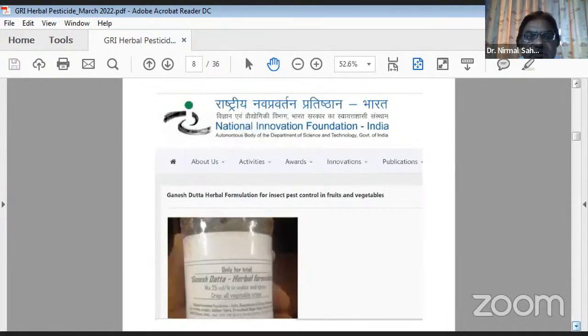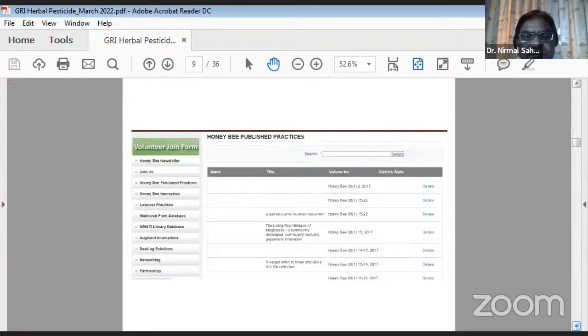This is another formulation, from the NIS sites. This is also a grassroots formulation. These are the websites which have been given in the invitations and the reading materials. I'm just showing a glimpse of that to refresh things.